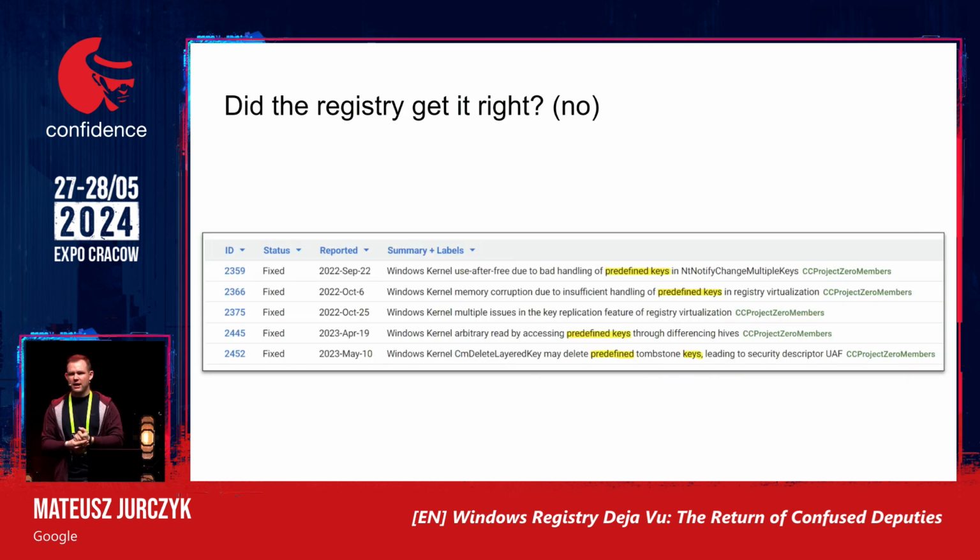So, I wasn't really thinking about predefined keys as symbolic links to start with. I was mostly focusing on whether there are any ways to smuggle in a predefined key to some system call where it normally shouldn't be handled. And I managed to find a few bugs, at least, where they would allow a predefined key to be operated on where it shouldn't. So there were at least 5 bugs related to that part. So they didn't get it completely right.